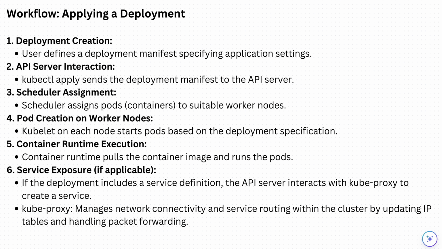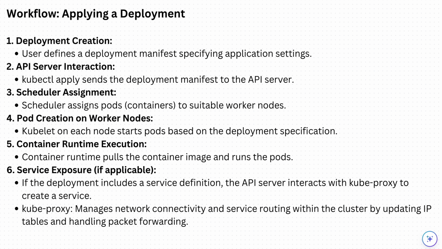Now let's understand the workflow after applying a deployment. Let's explore how the workflow works when applying a Kubernetes deployment. Let's say a user defines a Kubernetes deployment manifest. So he will specify all the requirement details into a manifest file, which considers details like this. And then he will go ahead and run the kubectl apply command, and that sends the deployment manifest to the API server. So then the task of the scheduler comes in.